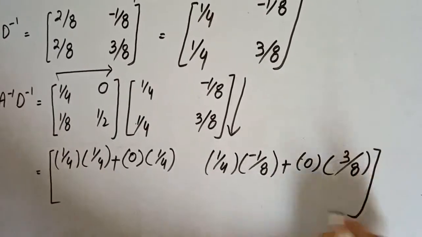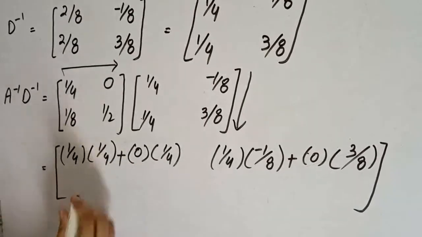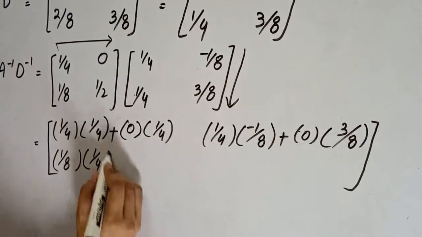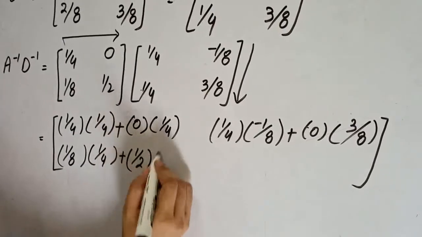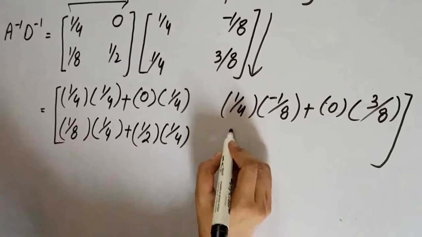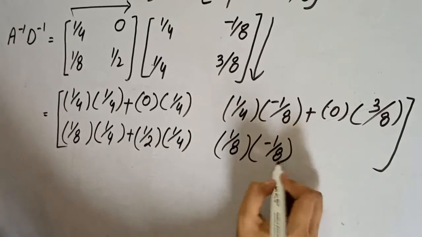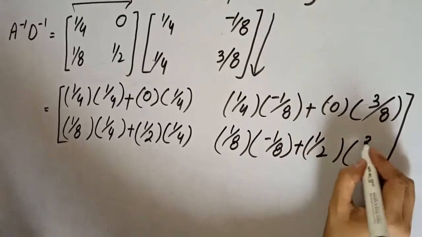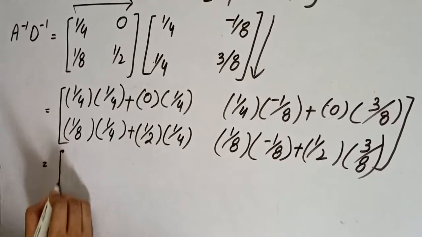Here the second row we are going to multiply: 1 over 8 multiplied by 1 over 4, plus 1 over 2 multiplied by 1 over 4. Then 1 over 8 multiplied by minus 1 over 8, plus 1 over 2 multiplied by 3 by 8. We'll simplify this.